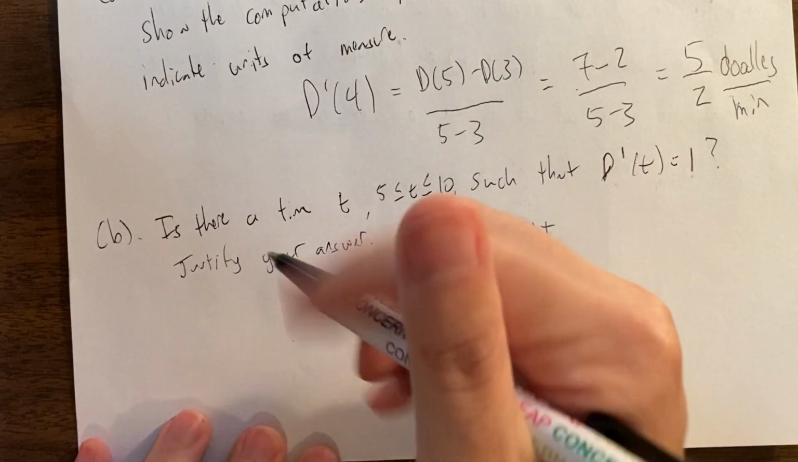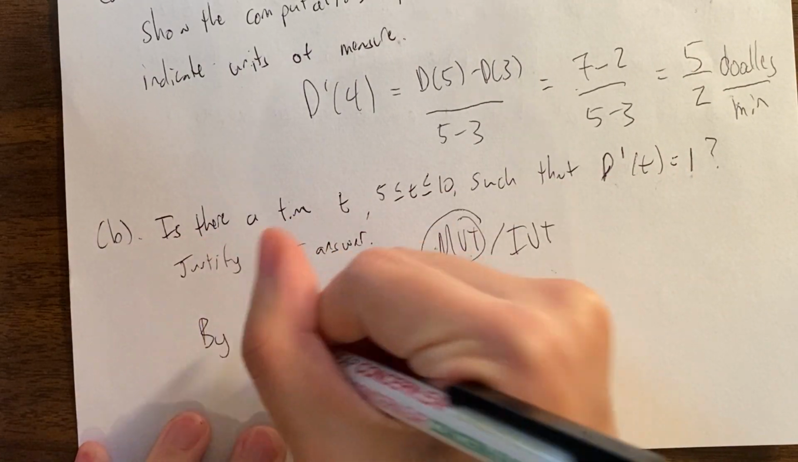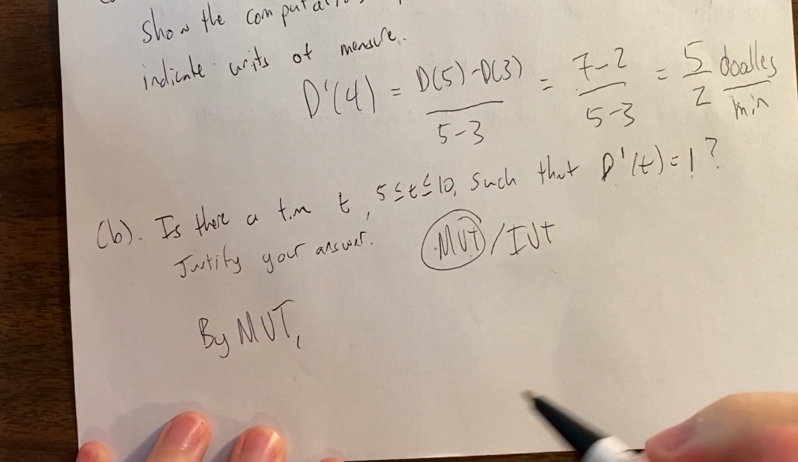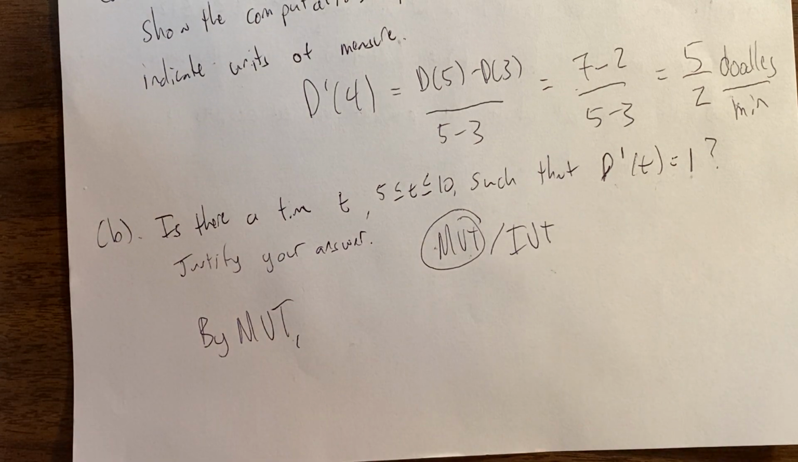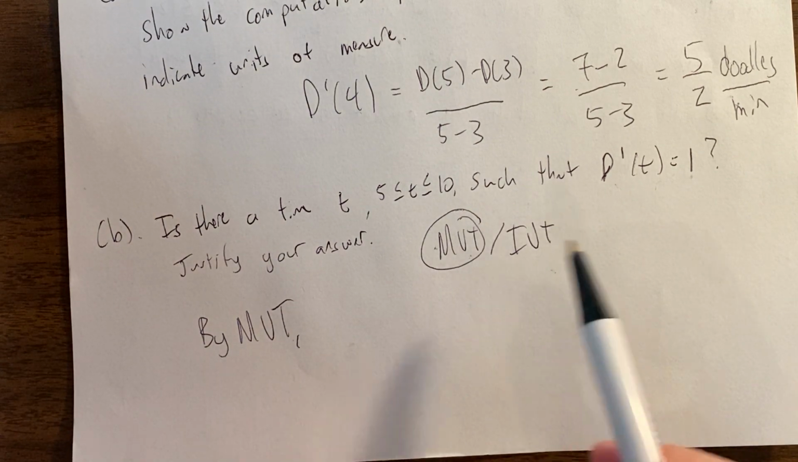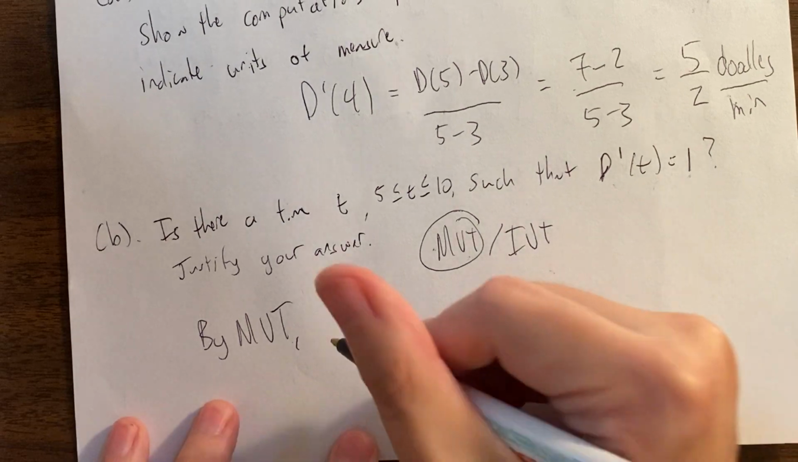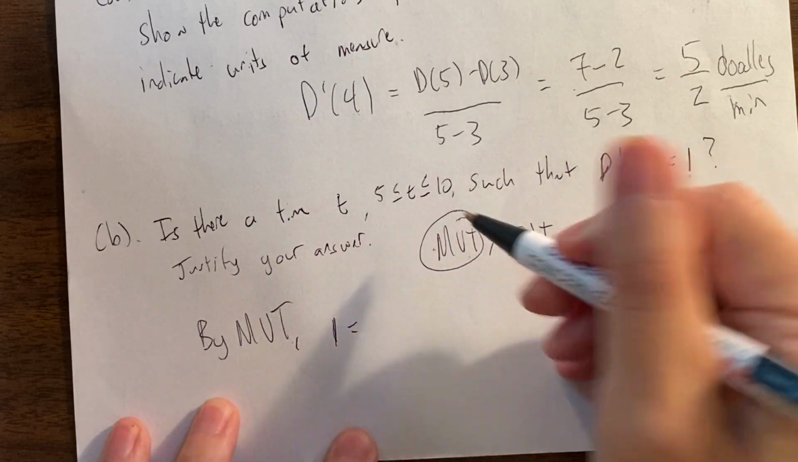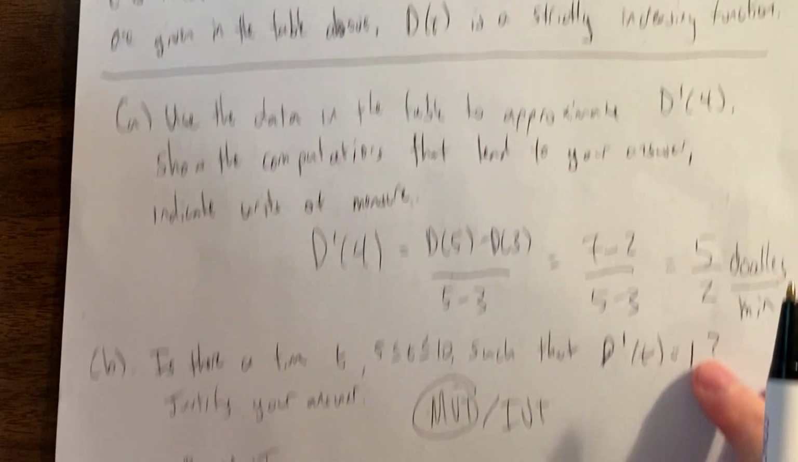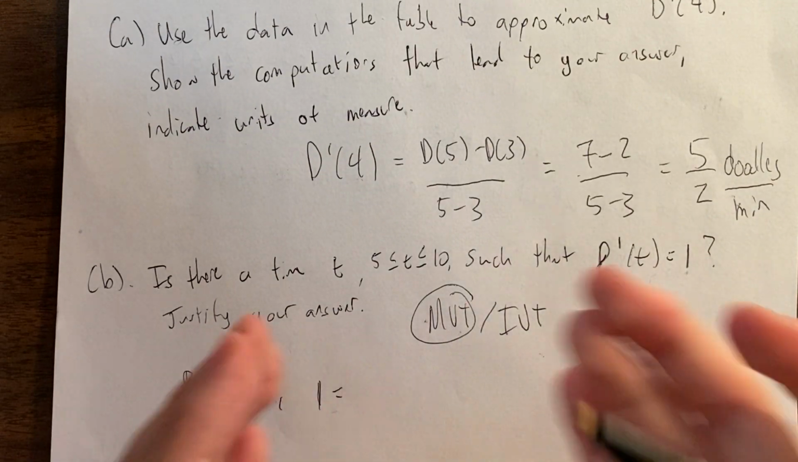How I like to do MVT is I like to write "by MVT" or "by IVT." So in this case, it's by MVT. Then I'm going to put my work here. And the work for MVT is pretty simple. All we're going to be doing is algebra slope on this interval right here, 5 to 10. Keep in mind that usually it is the interval that they give you.